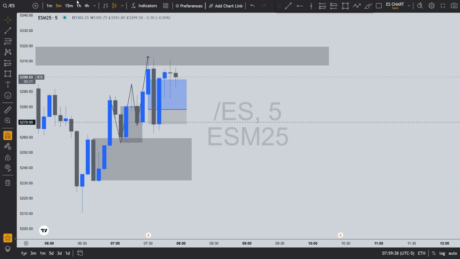And it went up 200 in profit, and then immediately pulled back and swept this 5-minute low. And it instantly stopped me out.